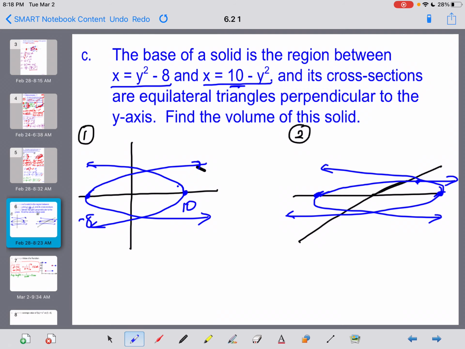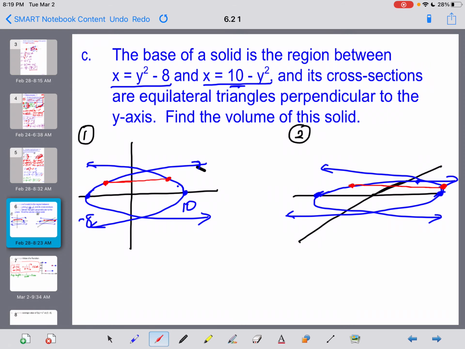What are we doing now? We're going to build cross sections here that are equilateral triangles that are now running perpendicular to the y-axis. So the piece that I'm going to draw here in figure 1 is going to go from one curve to the next. Okay, one curve to the next, perpendicular to the y-axis, which means that it's running horizontally or parallel to the x-axis. So I'm going to draw the same red segment right over here.